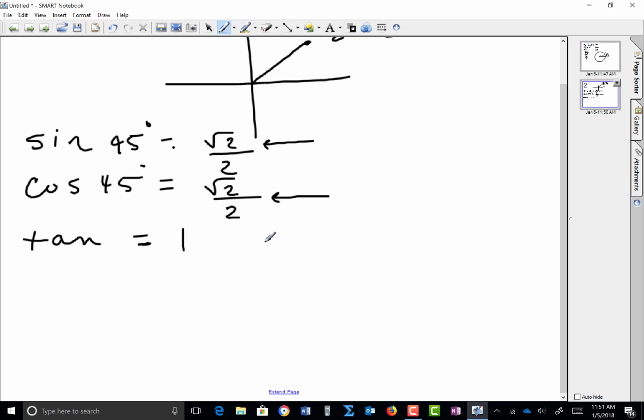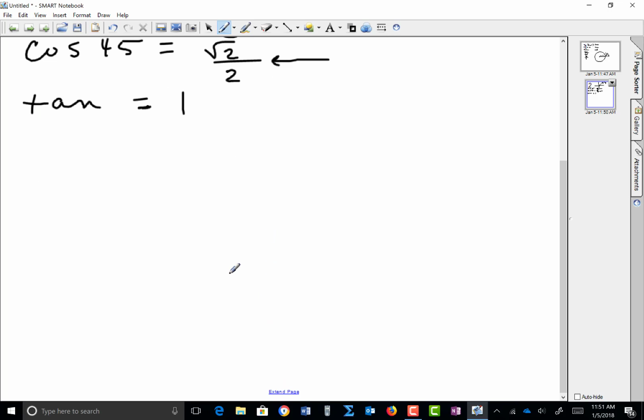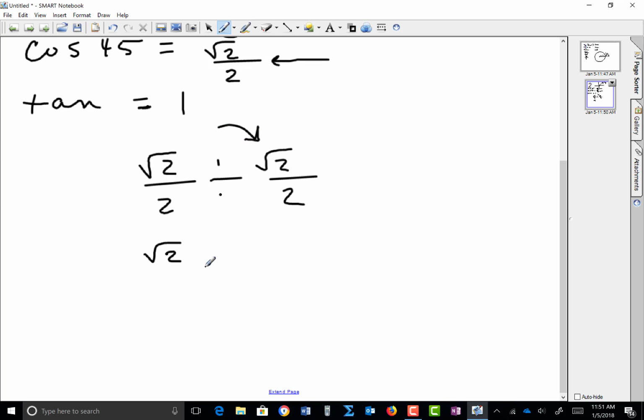And if we did that with our fractions, we would have square root of 2 over 2 divided by square root of 2 over 2. When we divide with fractions, we flip the 1 on the right and we multiply. And then everything cancels out. So that's where the 1 is coming from.